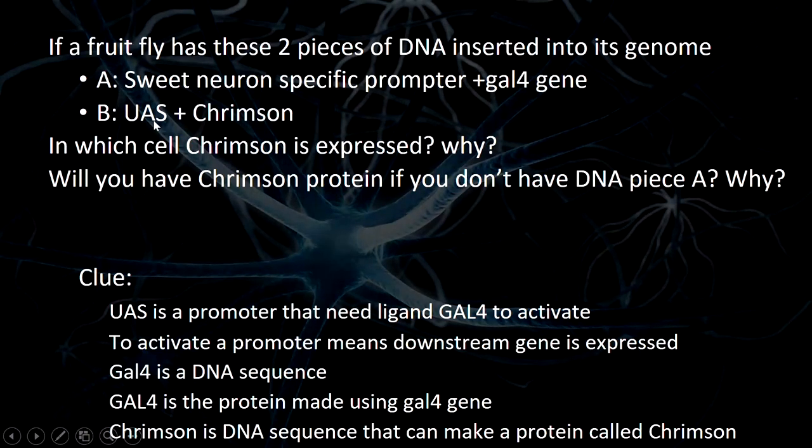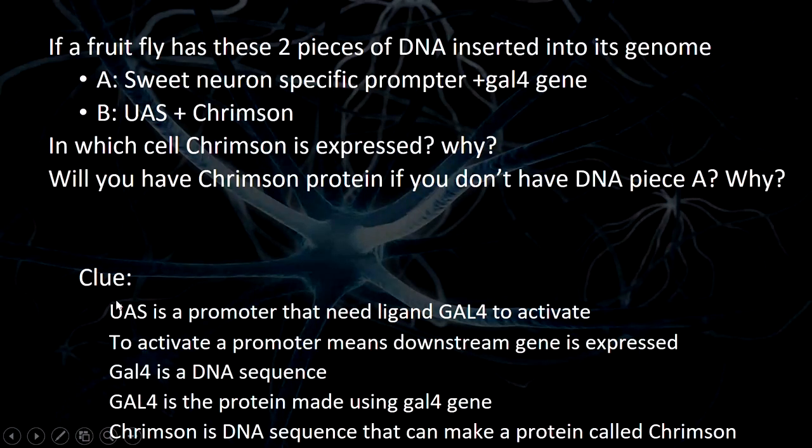And then the second piece is the UAS, which is a promoter, plus a chromosome gene. If you remember, channelrhodopsin is a special channel rhodopsin, right? So now here's a question. In which cell will it be expressed, and why? Suppose every single cell of a fruit fly has these two pieces of genes. In which cell will it be expressed and why? Another question: will you have the protein if you don't have DNA piece A? If you don't have this, you only have this, are you still going to have the protein?